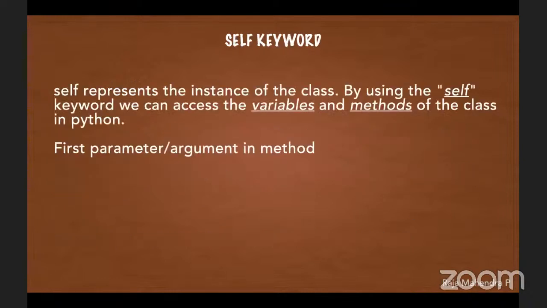The second thing is the self keyword. Self is a reserved keyword in Python, and it always represents the instance of the class. By using the self keyword, we can access the variables and methods of the class in Python. Self is always the first parameter in the instance method as well as in the constructor. Whether you write it or not, it will be overridden with the self keyword.